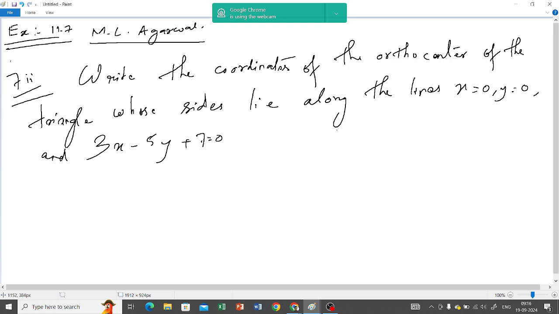Write the coordinates of the orthocenter of a triangle whose sides lie along the lines this. Okay. Orthocenter. What is orthocenter? Tell me. What is orthocenter, Navanil Kaka?